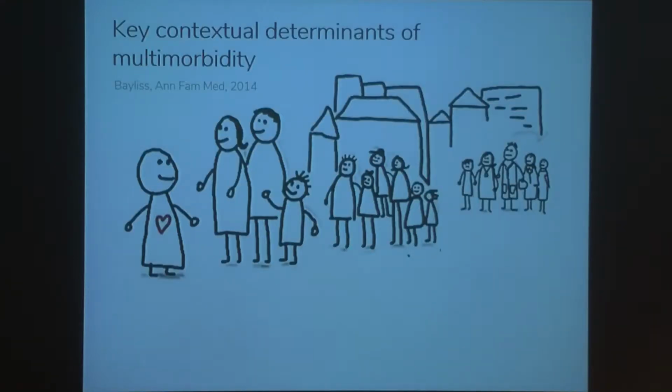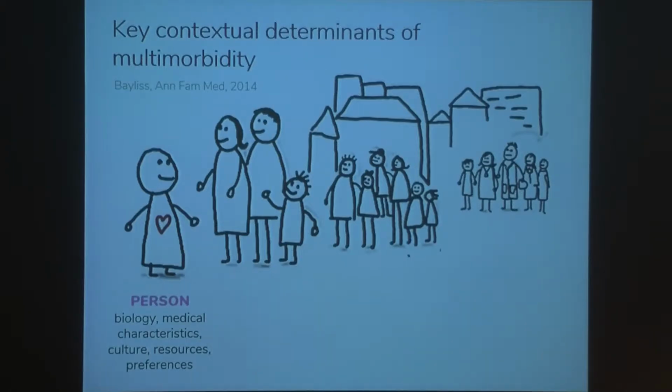And I would like to bring this paper by Baylis, published in 2014, where Baylis and collaborators very nicely identified the key contextual determinants of multimorbidity. So apart from the individual, the person with his or her biology, medical characteristics, culture, preferences, etc., we must not forget that individuals live within families, with their ability to provide care to a higher or lower extent, with their social context, with their culture.